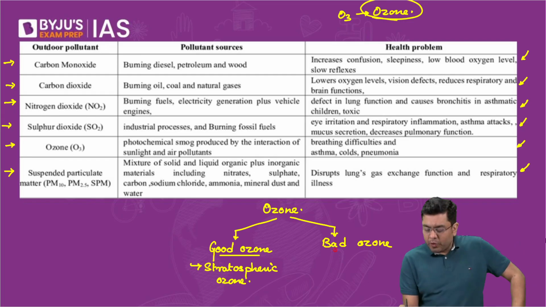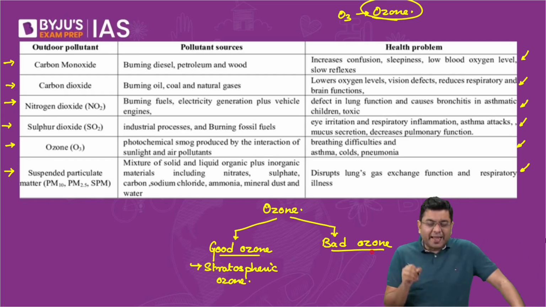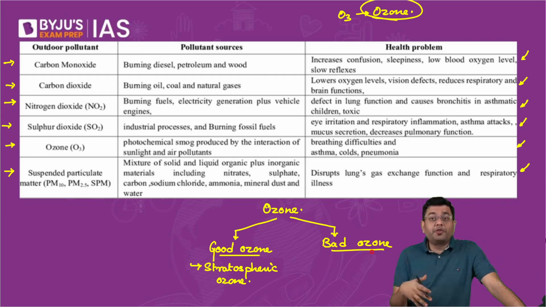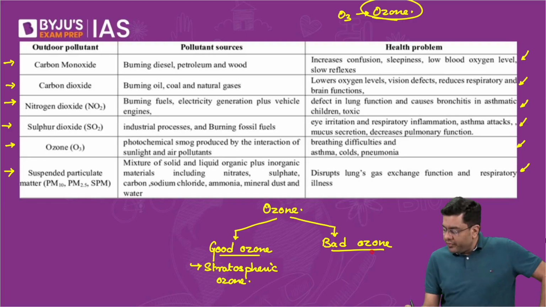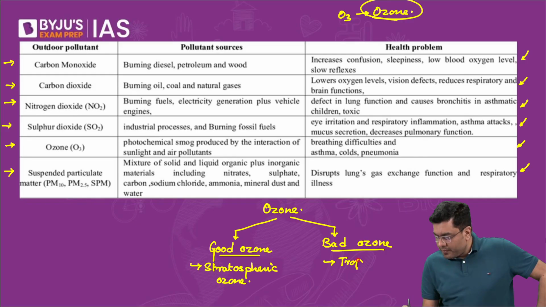What is this bad ozone? It is a secondary pollutant which is also referred to as tropospheric ozone, which is produced in the troposphere as a result of volatile organic compounds such as benzene, etc. When they interact, that is when this bad ozone is produced. So that is basically tropospheric ozone.